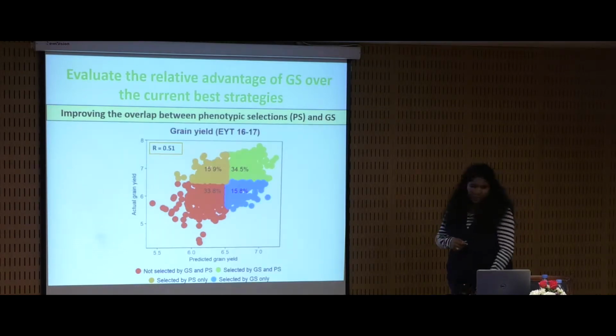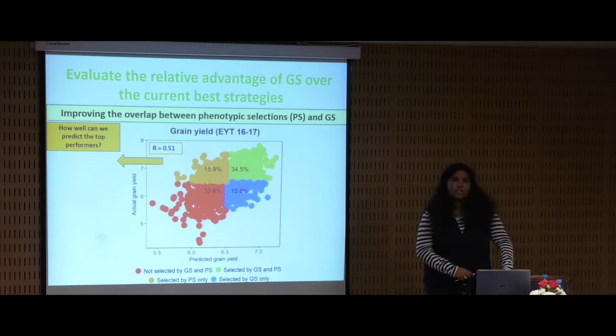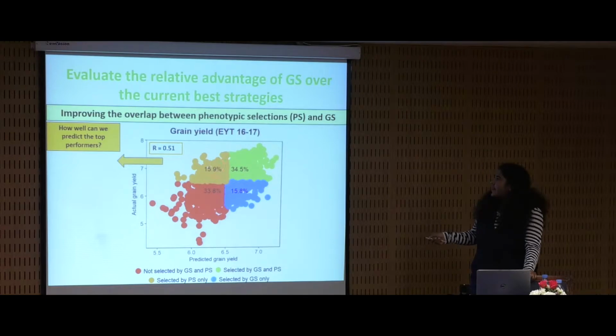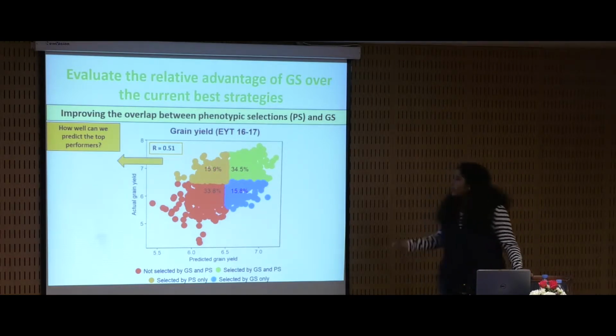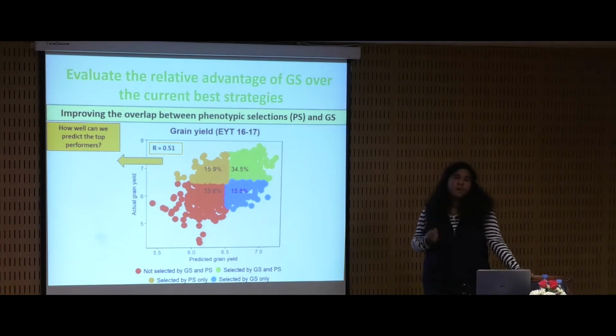I have some questions here. How well do you think we can predict the top performers in your breeding population? Does any breeder or anybody have any opinions? How well can you do this? My observation was that there's always going to be this area here, a few lines which are performing very well, and you might not see them in predictions. Why do you think that might happen? Does anybody want to comment on it?